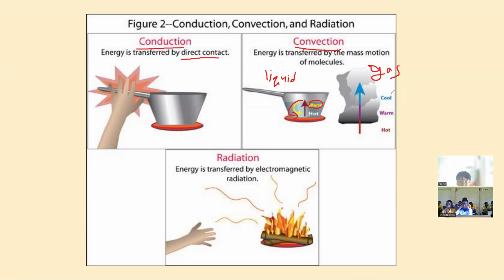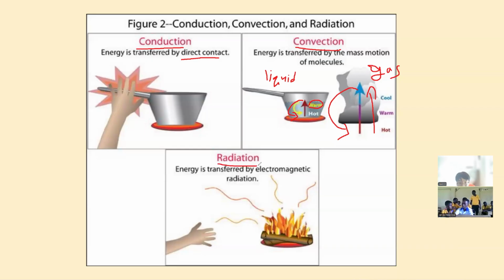Similarly with gas, hot air moves up, but then it cools down and goes back down. It's also a sort of cycle, and heat energy is moved through this cycle, and that's called convection.